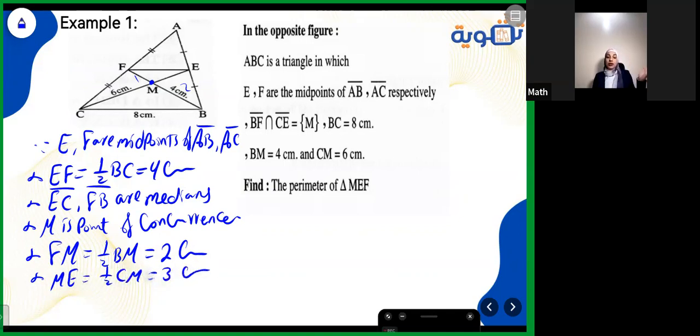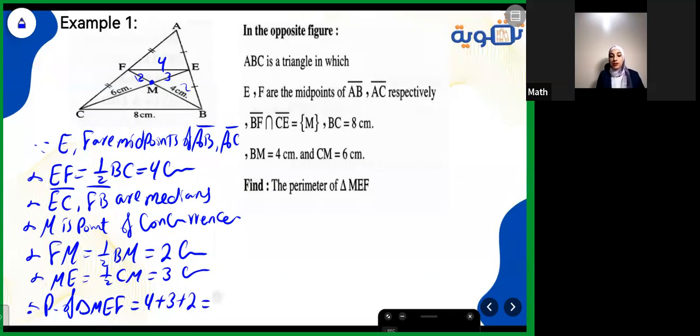Now I found all the three sides. This is 4, this is 3, this is 2. Adding them, the perimeter of triangle MEF will be 4 plus 3 plus 2, which equals 5 plus 4 equals 9 centimeters. And now this is the perimeter of this figure.